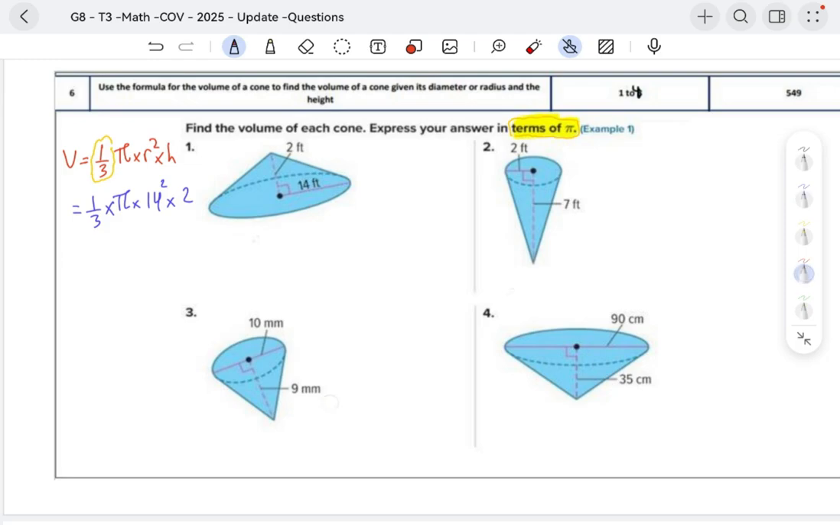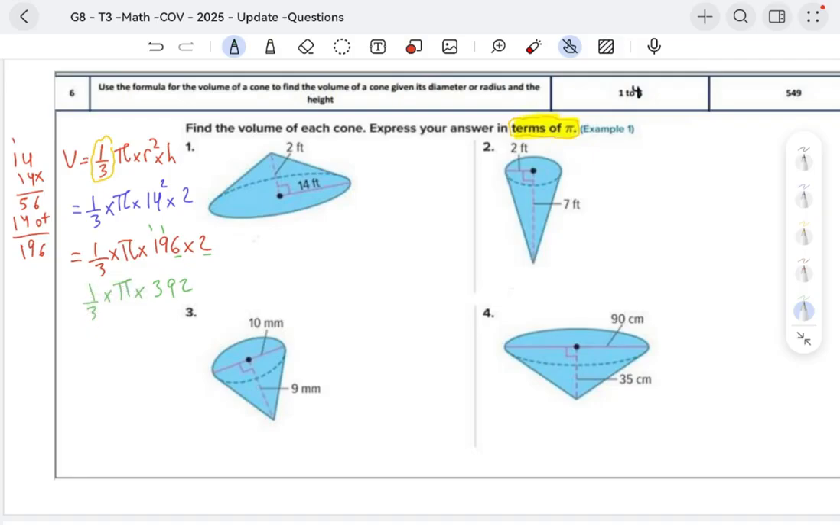Okay, let's simplify. 1/3 times pi times 14 times 14. Let's do it here. 14 times 14. 4 times 4 is 16. 4 times 1 is 4 plus 1 is 5. Put a 0. 4, 1, 6, 9, 1. 196 times 2. Okay, let's multiply by 2. 2 times 6 is 12. 2 times 9 is 18 plus 1 is 19. 2 times 1 is 2 plus 1 is 3. So 392 times pi times 1/3.